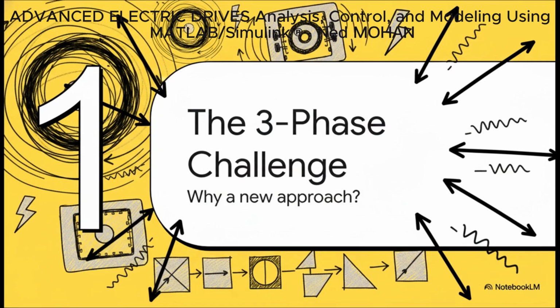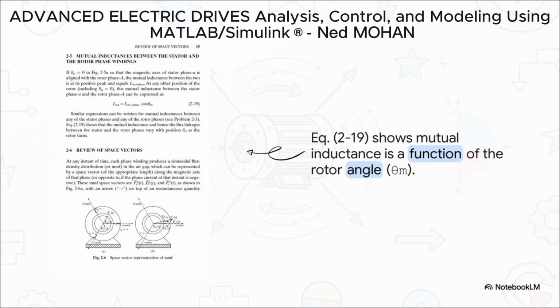What is the big deal? Why do we even need a new approach for this? Well, the problem in a nutshell is that in any AC machine, everything is moving all the time. The magnetic fields aren't just changing in strength, they're physically spinning around as the rotor turns. And that means our key parameters, things like inductance, they're not constants anymore. They're moving targets.